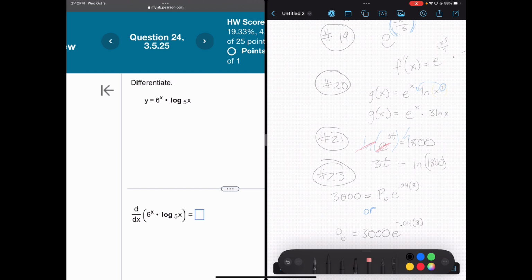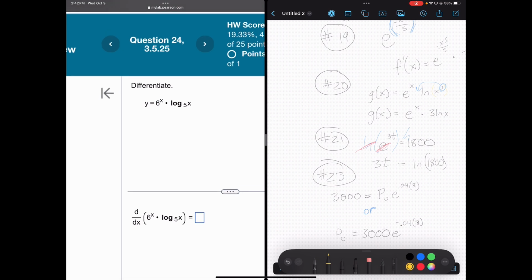Okay. But then when you actually look at each of these derivatives, when I look at the derivative of 6 to the x, just make sure you're using your exponential rule. Don't use power rule for 6 to the x. It's not a power function. It's an exponential function. And then when you take the derivative of log base 5 of x, make sure you're using your log derivative rule. That one.